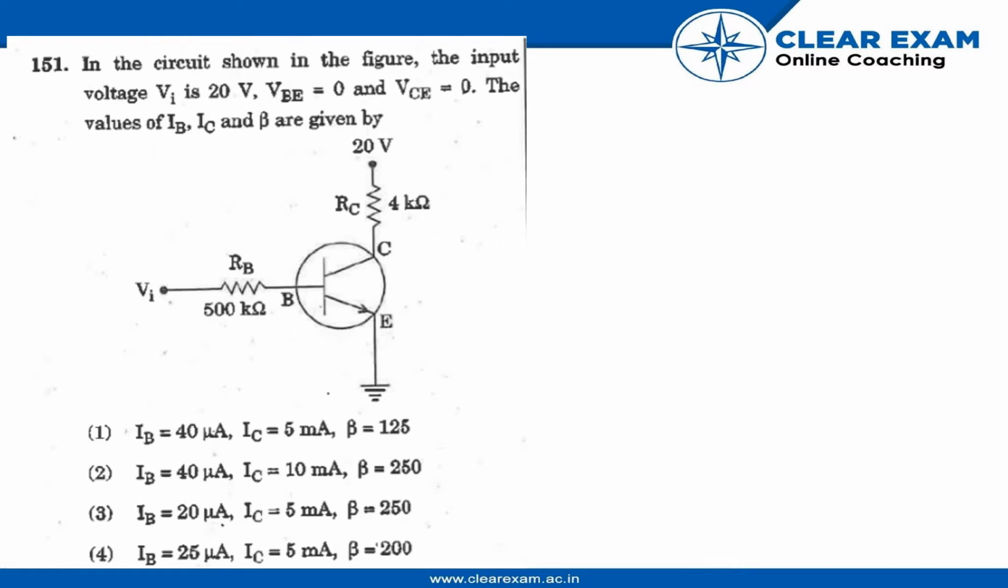So the question is, in the circuit shown in the figure, the input voltage Vi equals 20 volt, voltage VB equals 0 volt, and voltage VC equals 0 volt. We have to find the values of IB, IC and beta in the given figure.